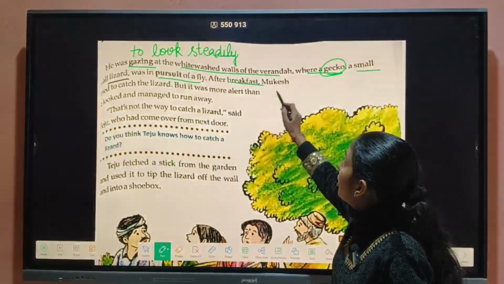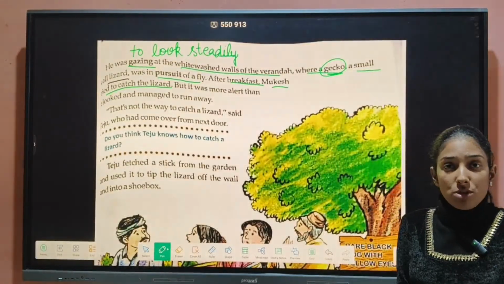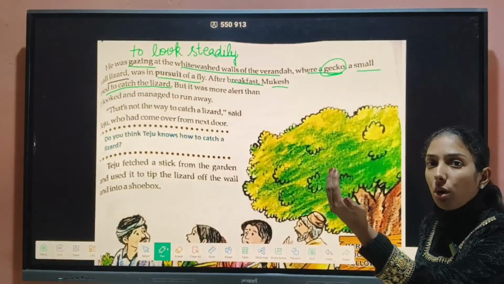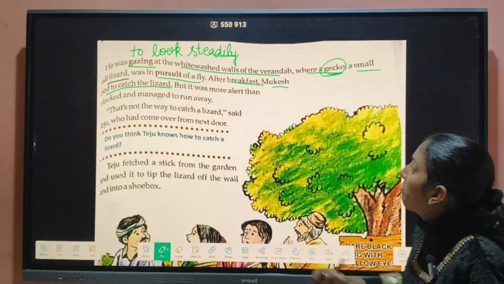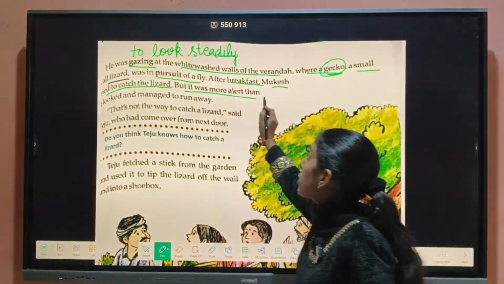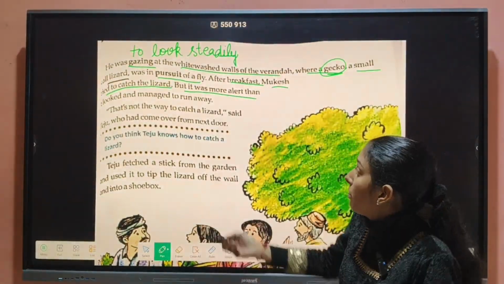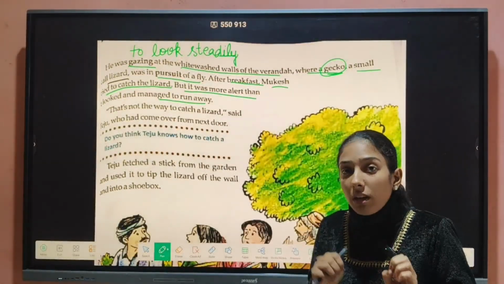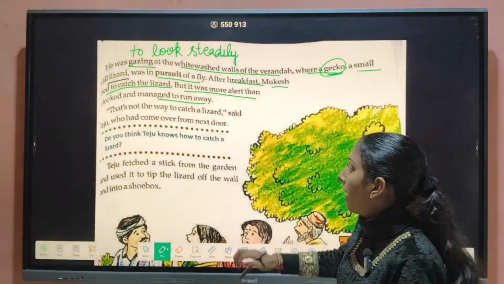After the breakfast, Mukesh tried to catch the lizard. He was at his dining table having breakfast, looking at the wall, and on the wall there was a lizard. He thought that he would catch the lizard. So after his breakfast, he tried to catch the lizard, but it was more alert than it looked. As soon as the lizard saw that Mukesh was trying to catch her, it ran away.